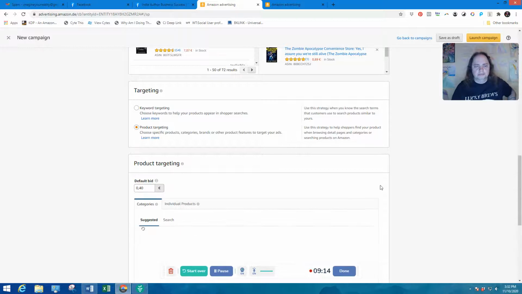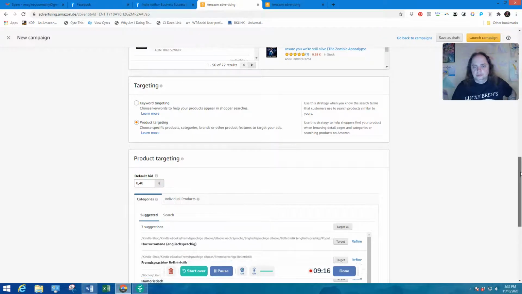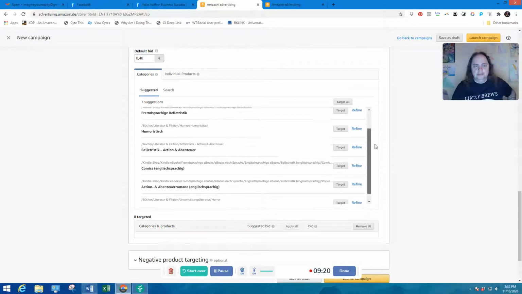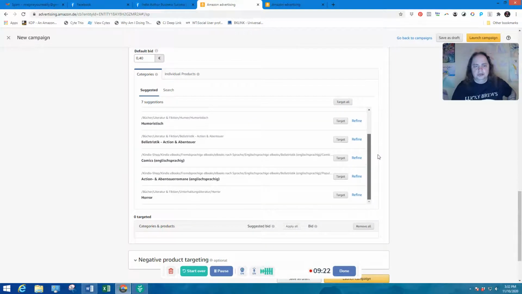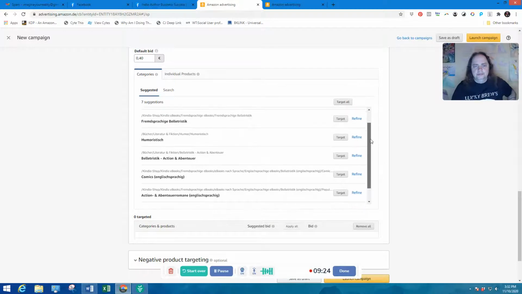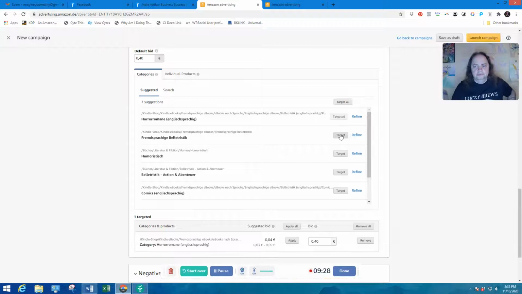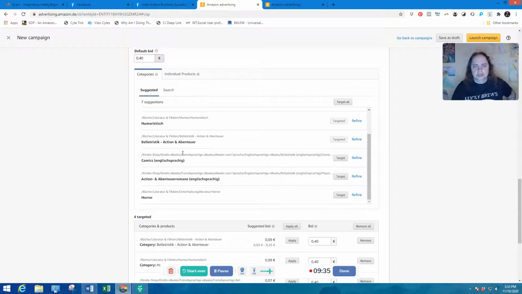And we're going to go down here, and as you can see, it already has seven targets. In this case, we're going to target that one, we're going to target that one, we'll target this one, and we'll target this one. We're not going to target comics because it's not a comic book. I don't know why they think it is.